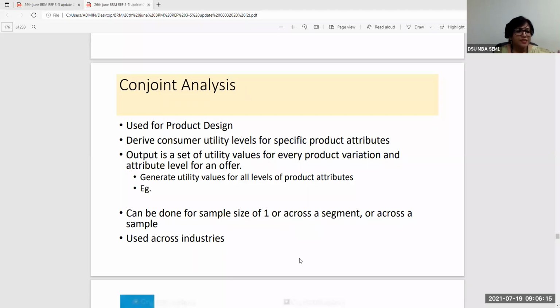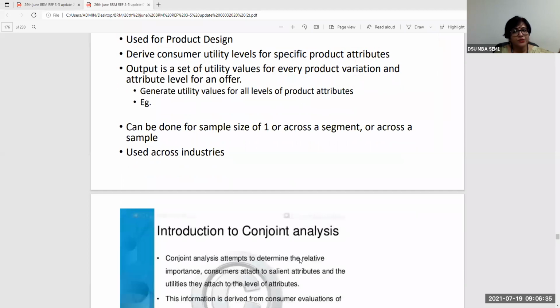Conjoint analysis can be done for sample sizes of 1, that is, taking it from a respondent and trying to find out what he or she prefers, or taking it from a family and trying to understand their preference. And you can do it across responses received from a set of people as well. All right, and it is used across industries.